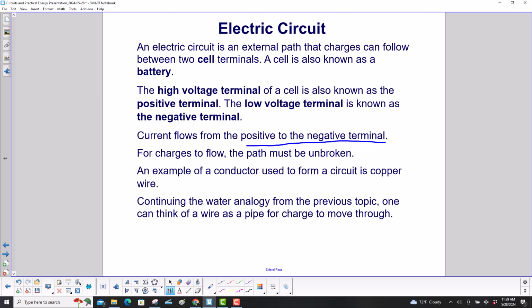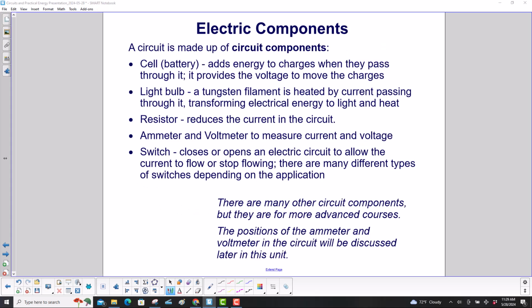An example of a conductor used to form a circuit is copper wire. Continuing the water analogy from the previous topic, one can think of a wire as a pipe for charge to move through. A circuit is made up of circuit components. The cell or battery adds energy to charges when they pass through it. It provides the voltage to move the charges.